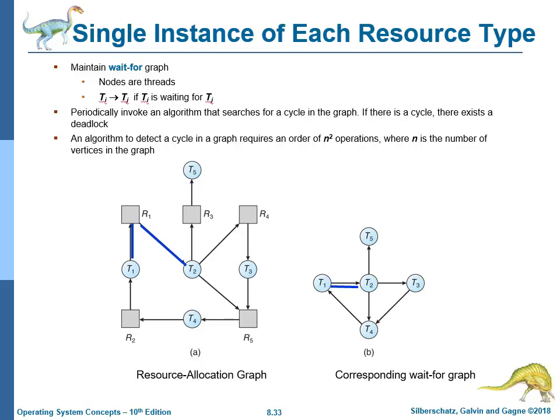An edge Ti to Tj exists in a wait-for graph if and only if the corresponding resource allocation graph contains two edges, Ti to RQ and RQ to Tj, for a resource RQ. A deadlock exists in the system if and only if there is a cycle in the wait-for graph. The algorithm that is used to detect the cycle in a graph mainly requires n-squared operations, where n indicates the number of vertices in a graph.